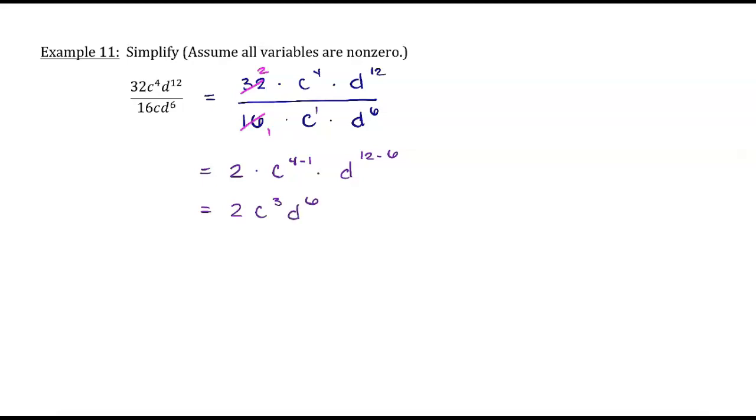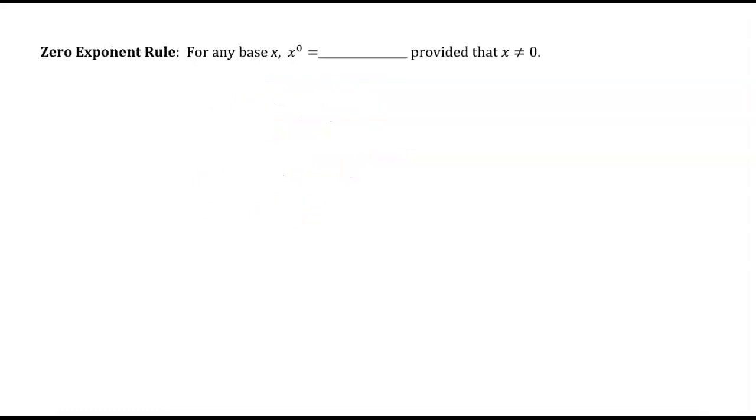Let's go on to our zero exponent rule. The zero exponent rule tells us that if we have any base x and we raise it to an exponent of 0, that's equal to 1, as long as x isn't 0 itself. Let's think about why this is true.